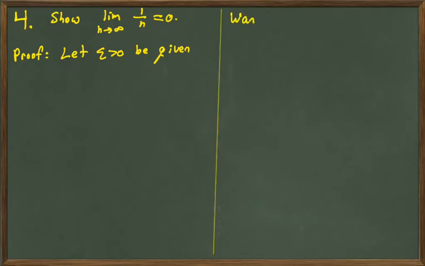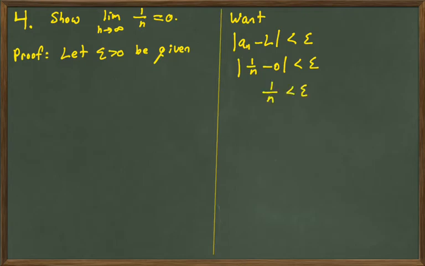And what we want is a sub n minus its limit, in absolute value, to be less than epsilon. So the distance between a sub n and L is less than epsilon. That's equivalent to the absolute value of 1 over n minus 0 being less than epsilon. Well, 1 over n minus 0 is 1 over n, and the absolute value of 1 over n is just 1 over n because it's positive. So that's equivalent to 1 over n is less than epsilon.